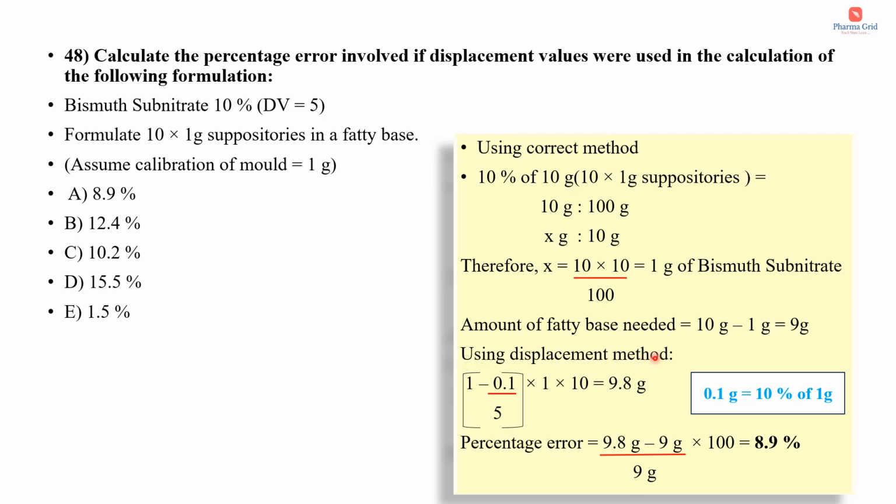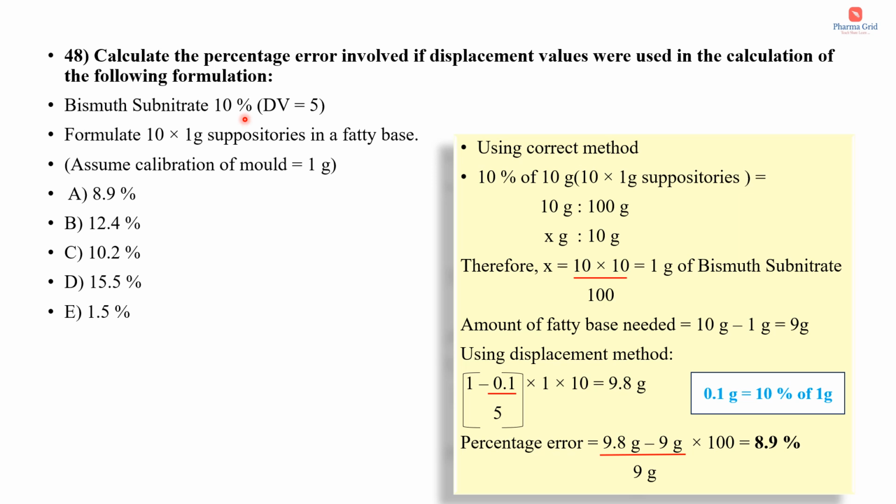Now using the displacement method. In the displacement method, we use the same equation to calculate the weight of base. 1 is the mold calibration and 0.1 is the drug dose in gram. So how did we get the 0.1? We know that the strength of the drug is given as 10%.